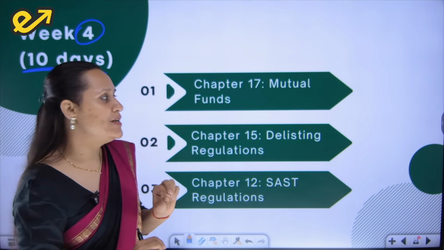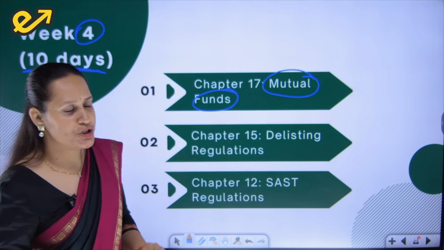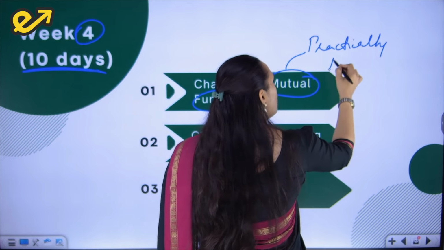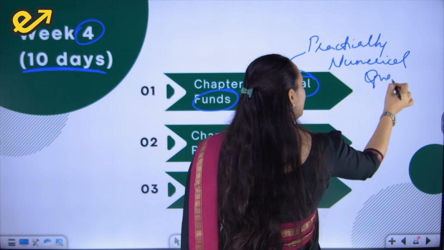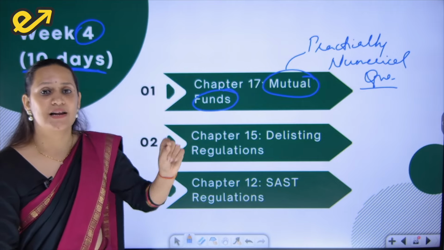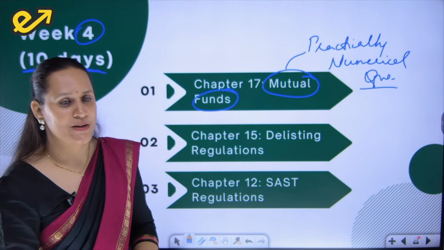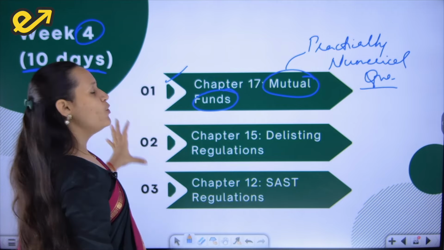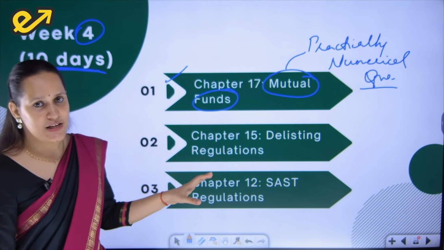Because I've included one chapter being the chapter on mutual fund, for which you require extra preparation because you have to actually practically solve a lot of numerical questions, and that you can develop only by practice. So you will require a lot of practice for the sum related practical questions, numerical questions, number based question, formula based question. So I've given certain extra number of days for that one particular chapter. So in the 4th week, we are going to concentrate on completing mutual funds, delisting regulations and SAST regulations.